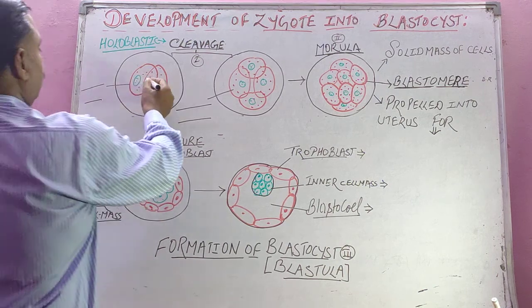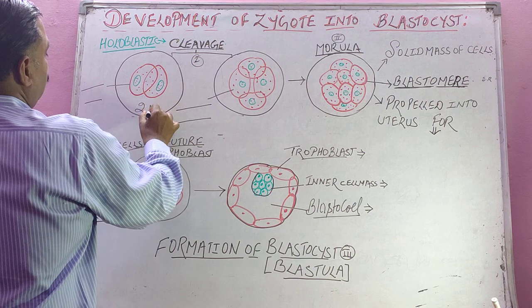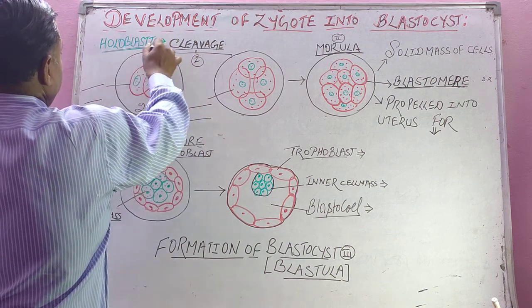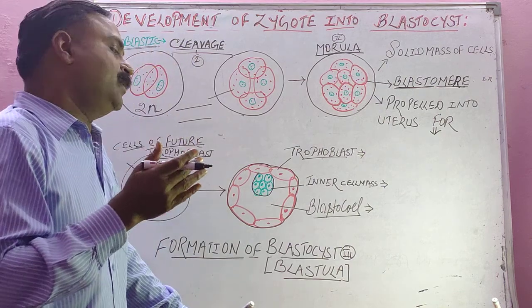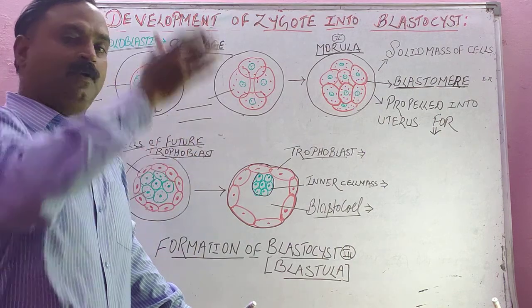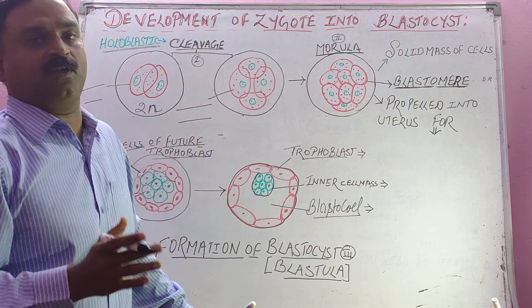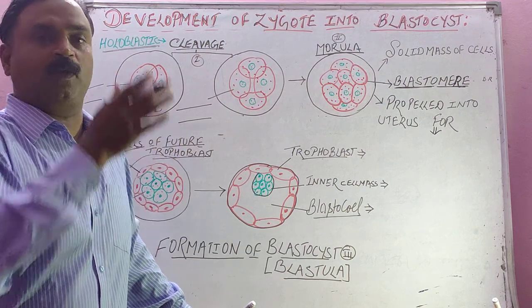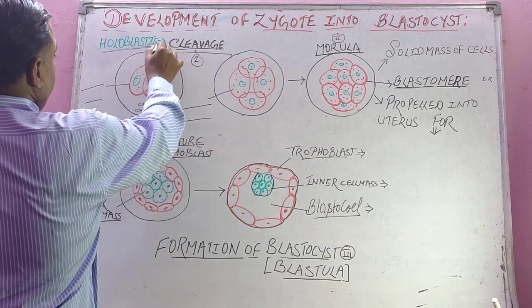This is zygote, student. The zygote divides by holoblastic mode. Holoblastic means in human zygote the division is complete. Holo means entire. Holoblastic division is the characteristic feature of embryogenesis in human. The zygote divides entirely. That is called holoblastic cleavage.